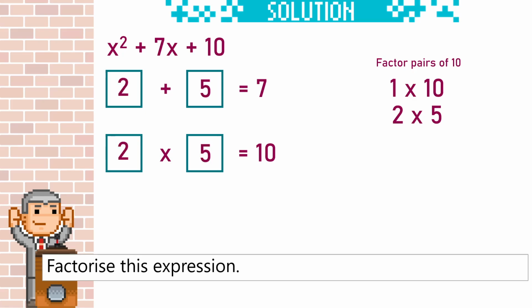A quadratic will always be in a double bracket. Let's draw this out. The pair of numbers we found will complete each bracket. So we've got x plus 2 and x plus 5. It doesn't matter which way round you put the numbers.